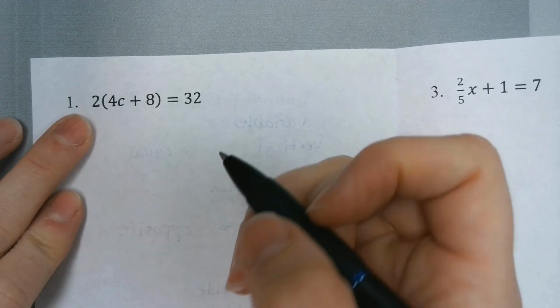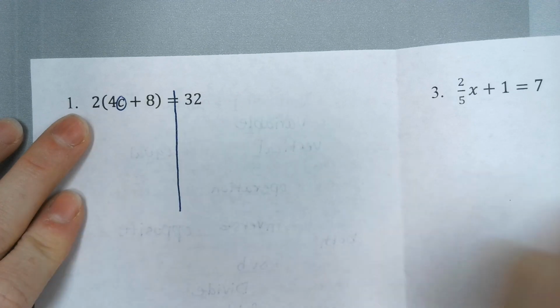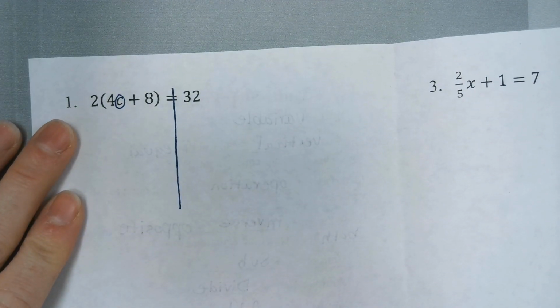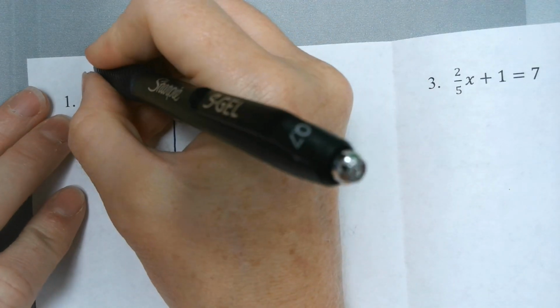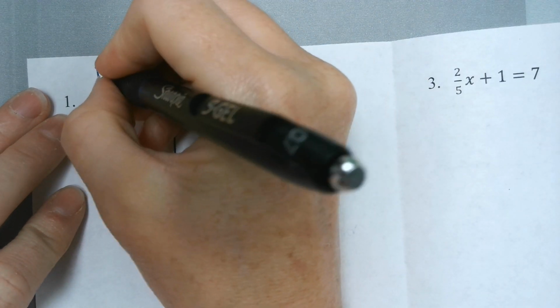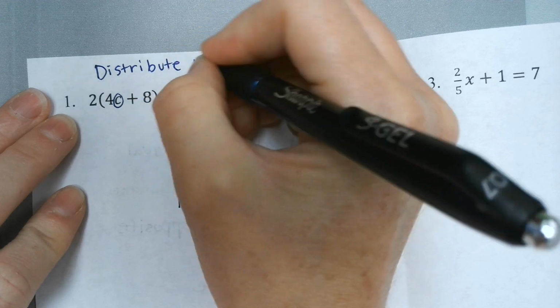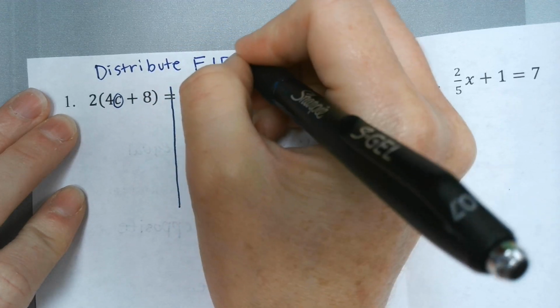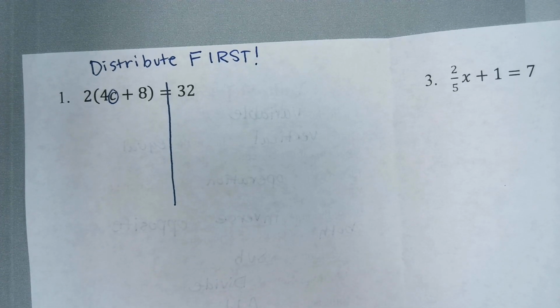Step 1 is to circle the variable, draw your line down your equal sign, step 1 and 2. If there's parentheses, you've got to deal with that first. So distribute first. You've got to get rid of parentheses before you move on.